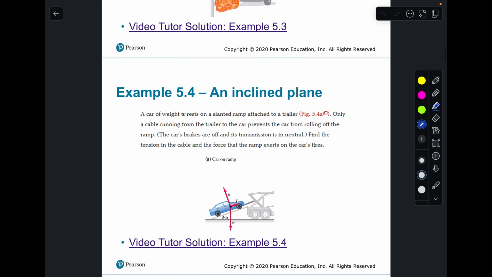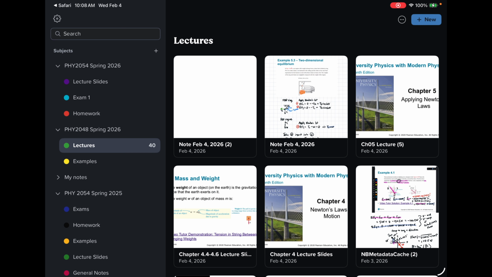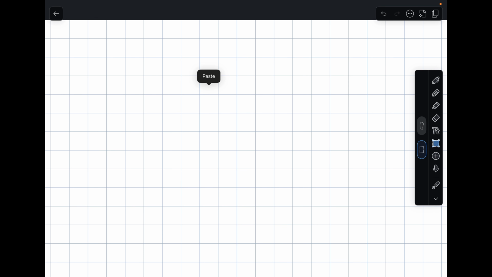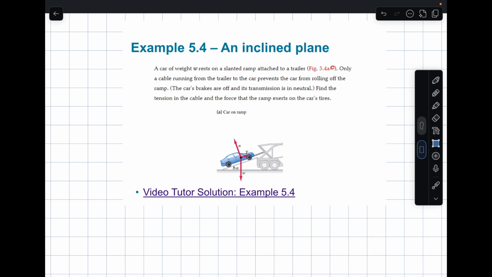All right, the good old inclined plane. So inclined plane problems, we're going to be kind of tilting our coordinate system. So you'll see what I mean. So we have a car and it's on a ramp, slanted ramp, which is slanted by an angle alpha from the horizontal. So only a cable running from the trailer to the car prevents the car from rolling off the ramp. Find the tension in the cable and the force that the ramp exerts on the car's tires.